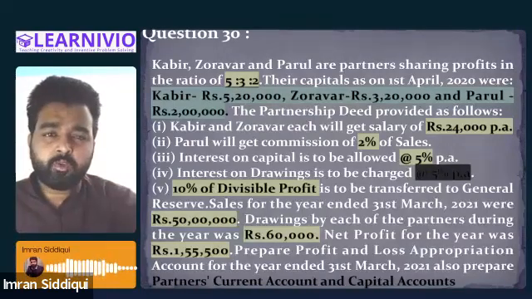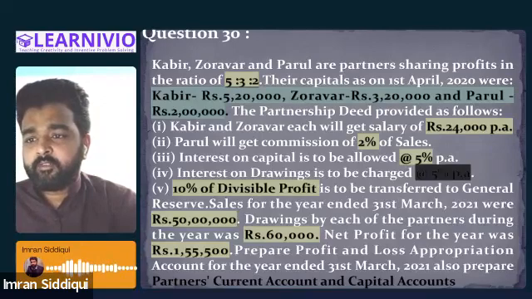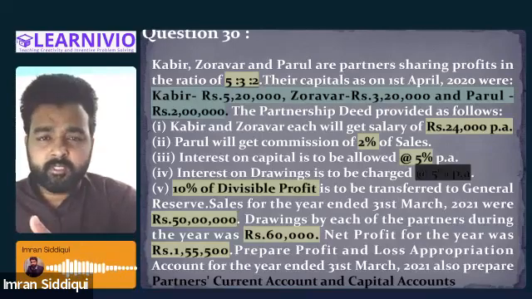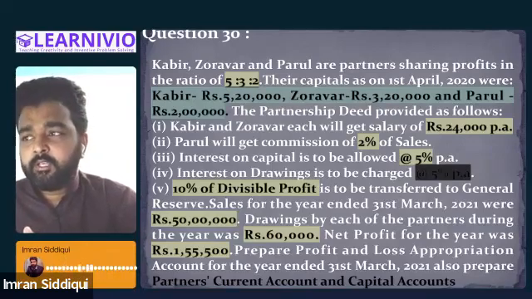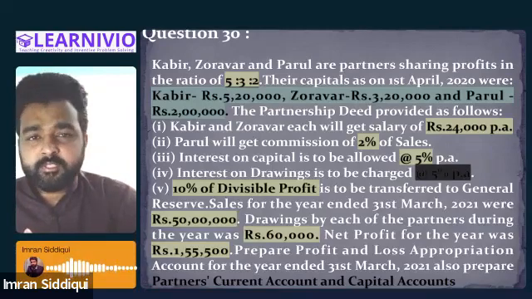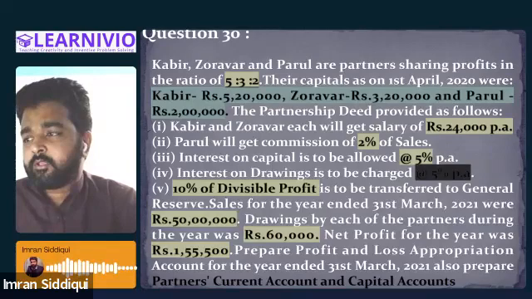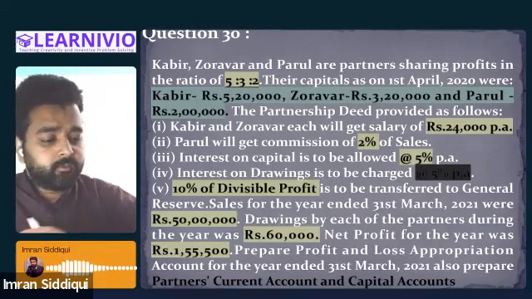The question is also based on the capital account. In this question, we will be preparing the P&L appropriation account as well as the current account and the capital account. So basically, we will be solving this question by the fixed capital method approach. Let me read the entire question for you once, then we'll start solving it.